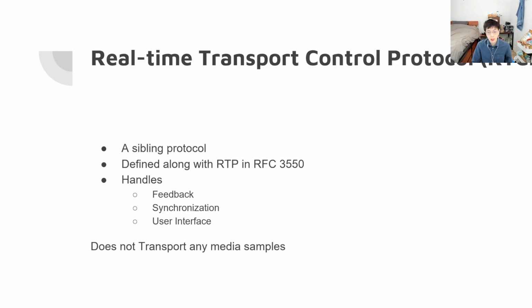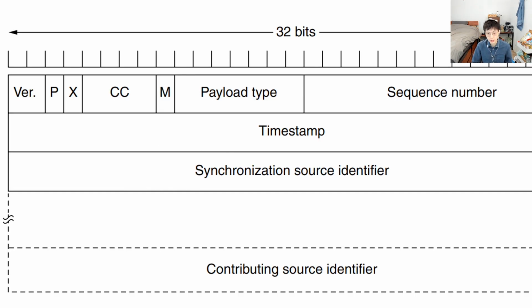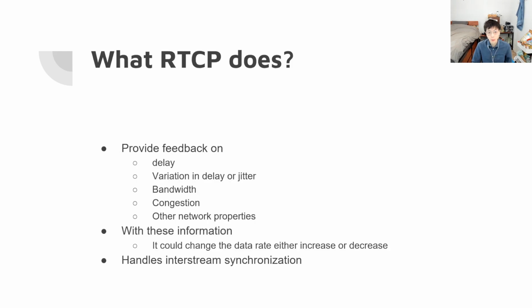So let's talk about RTCP, the Real-Time Transport Control Protocol, which is a sibling protocol of RTP. It's defined along with RTP in RFC 3550. It handles feedback, synchronization, and user interface. But this protocol doesn't transport any media samples.